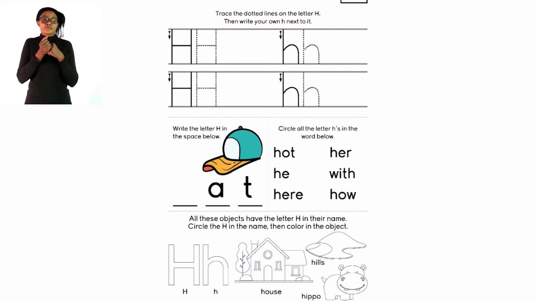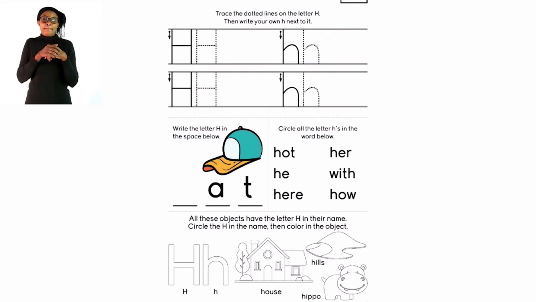Now, you see a picture there. What is that picture? Can you tell me, Danelle, what is that picture? It is a hat. Write the letter H in the space below. You will see there's the picture of the hat, and then you will see the word is not completed under the picture. There's a line, then you will get the A, and you will get the T. So what must you fill in next to the A on the line? You must fill in the letter H.